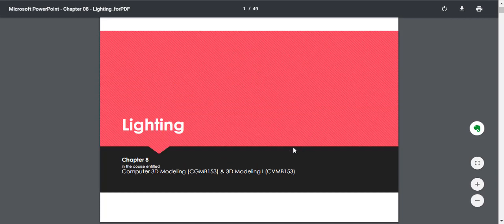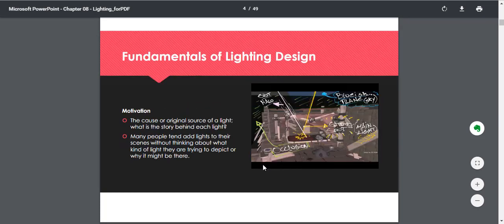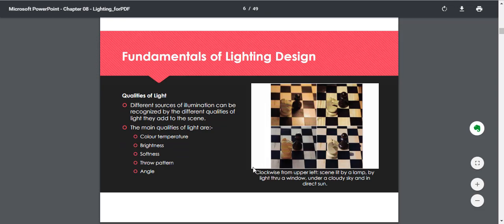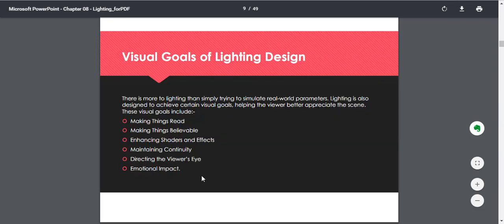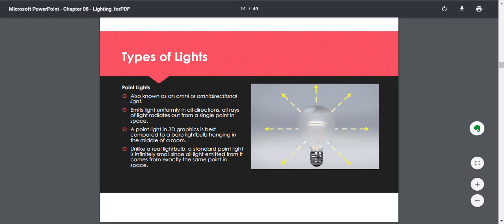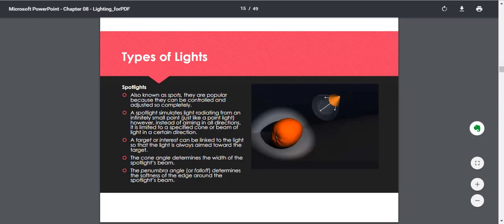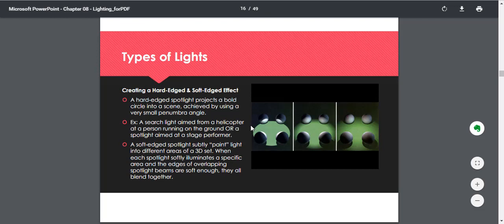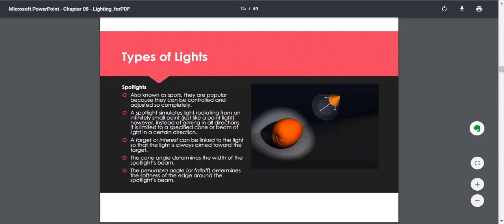Alright, moving on to chapter 8, which is lighting. Lighting is quite a long chapter, but what you need to focus on is, in a 3D program, there are different types of light. What are the different types of lights and how are they different from one to the next? Spotlights have cone angles and penumbra angles, and that controls the softness of the light. So understand how you can get soft edge effects with your light. What actually controls those things? Focus on that as well.